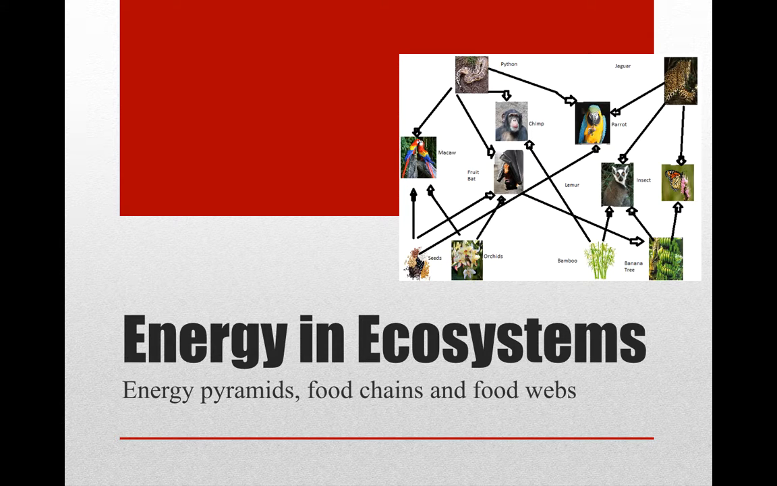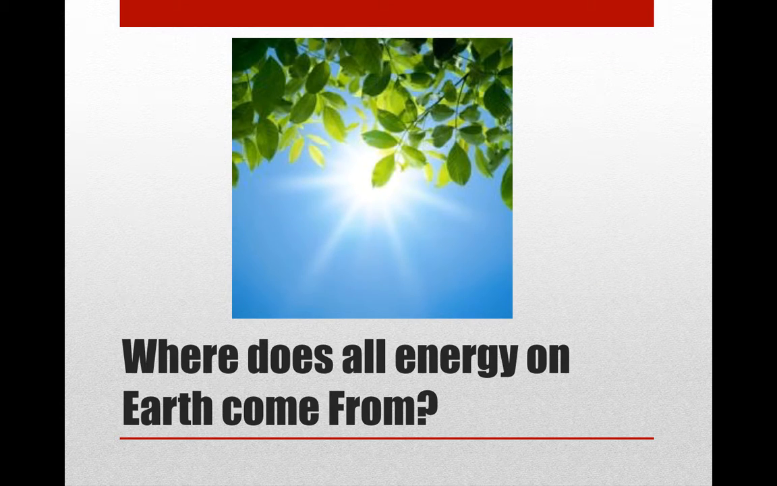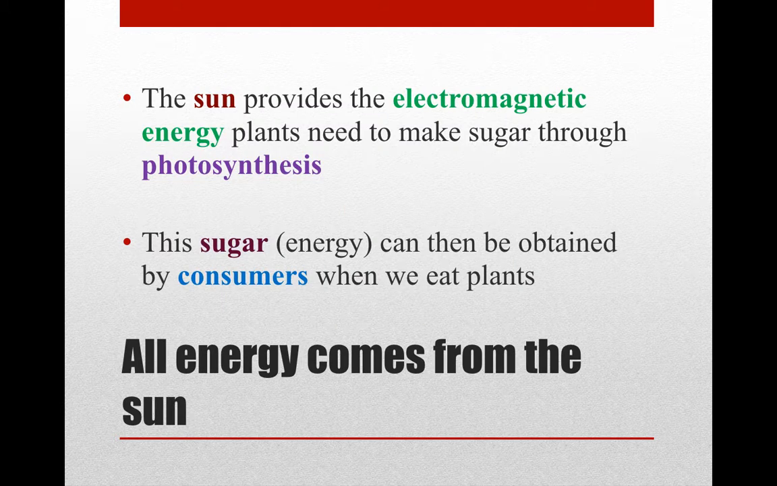We're talking about energy in our ecosystems, and we'll be talking about energy pyramids, food chains, and food webs. Where does all our energy on Earth come from? The sun provides the electromagnetic energy plants need to make sugar through photosynthesis.